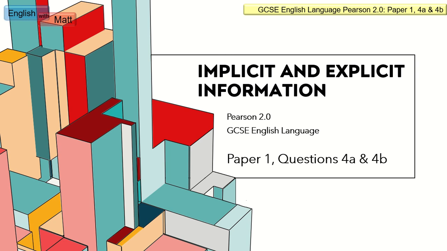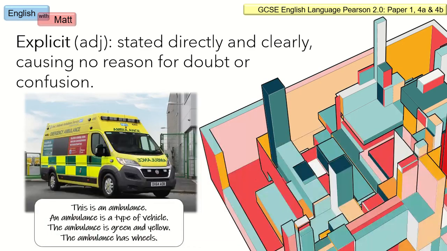In this video, I'm going to be using pictures, and then I'm going to be using text later. We're going to start with pictures, and I always start with pictures to practice implicit and explicit information, because pictures maybe are something that we're more familiar with. When we look at the dictionary definition of explicit, it means something that is stated directly and clearly. Because it's stated in that way, there is no reason for doubt or confusion. So it's very, very clear to us.